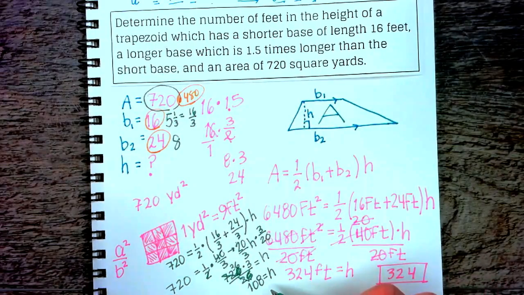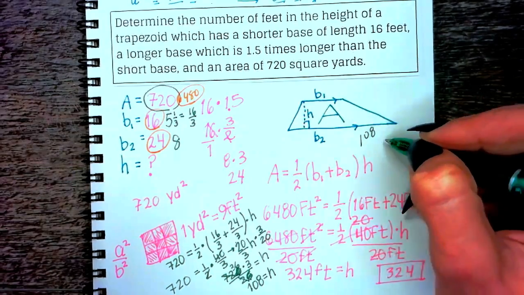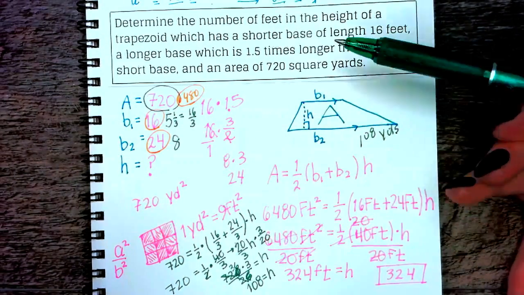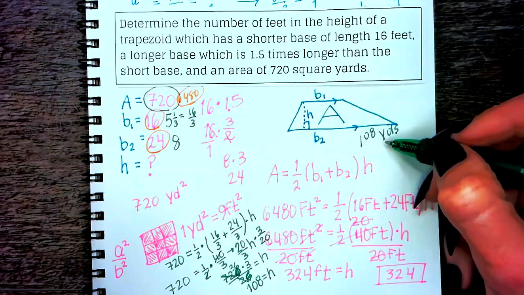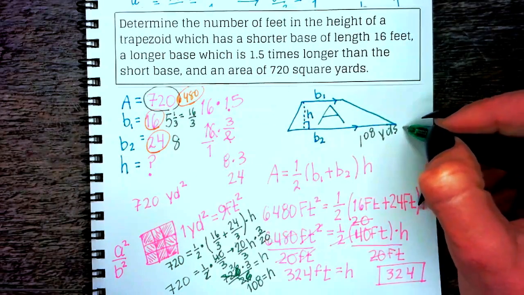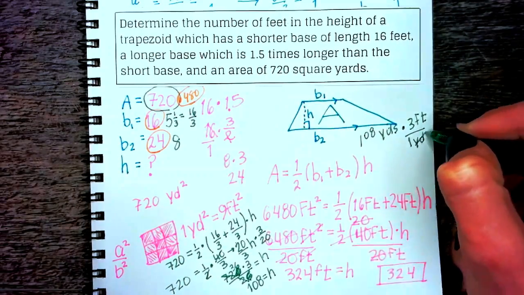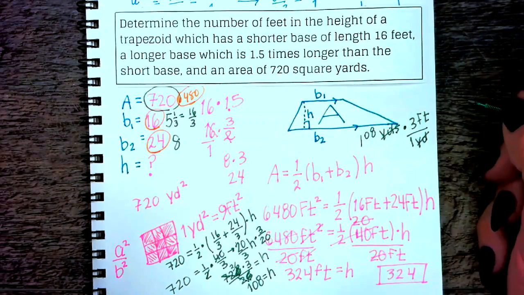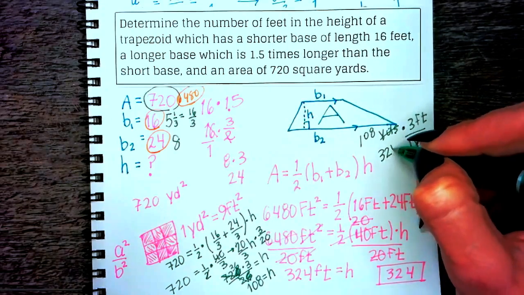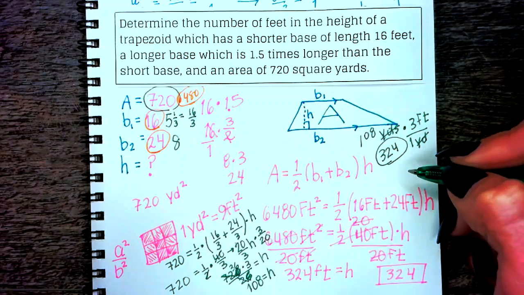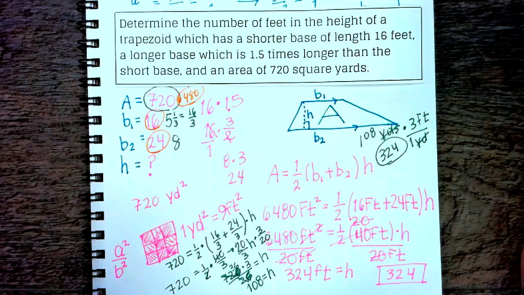But this height is in yards. The height is 108 yards because in green, everything's in yards. 108 yards of height. Question says, determine the number of feet in the height. How many feet are in 108 yards? Well, 108 yards times 3, because there's 3 feet in 1 yard. What's 100 times 3? 300. And what's 8 times 3? 24. So you get another confirmation that the answer is 324. That is the number of feet in the height of the trapezoid.